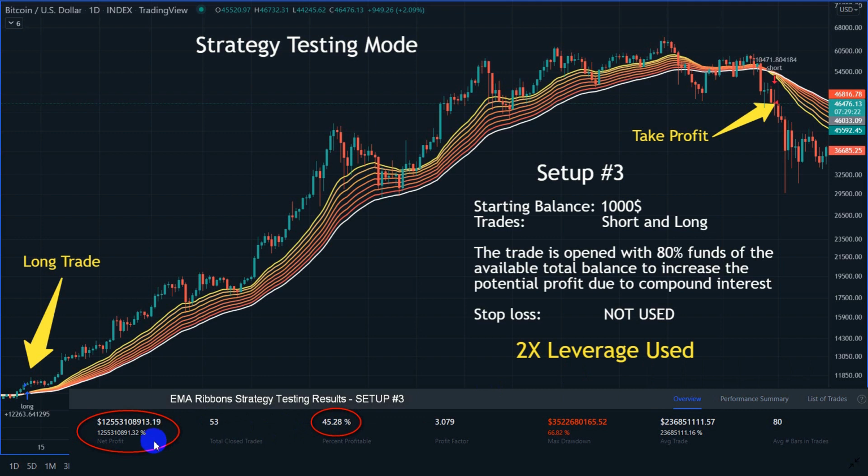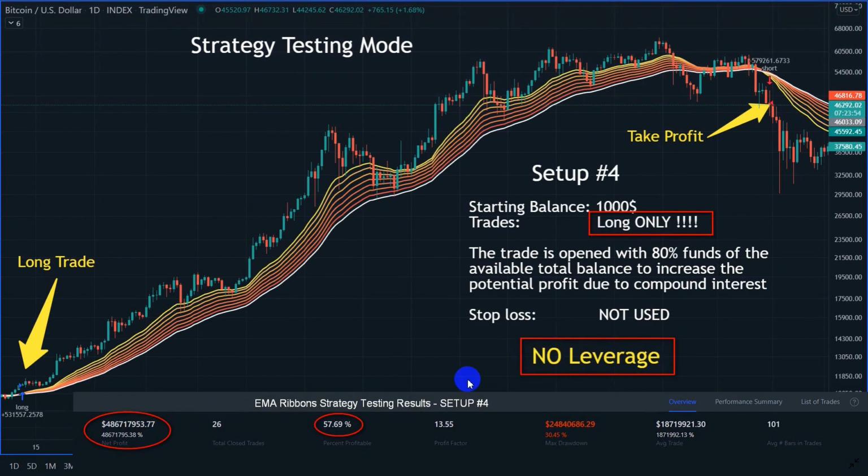But if we had included such a leverage in setup number 1, we would have completely lost all funds. Remember, by risking twice as much, we significantly increase the risks of an entire balance loss. Setup number 4. We do not use leverage, but will only open long positions. Results. Out of 26 trades, the number of positive trades is 57%, and the profit factor is no longer 4.1 as before but 13.5. The profit was 486 million, which is more than in setups 1 and 2.